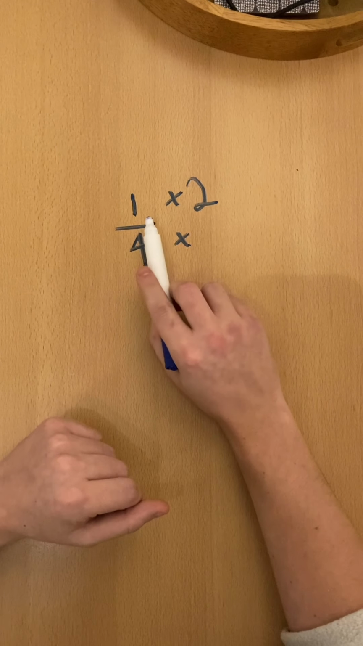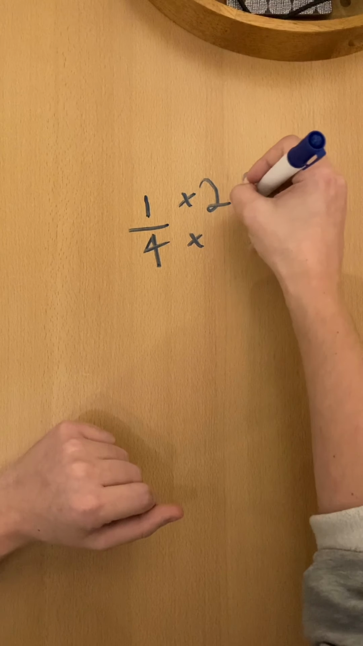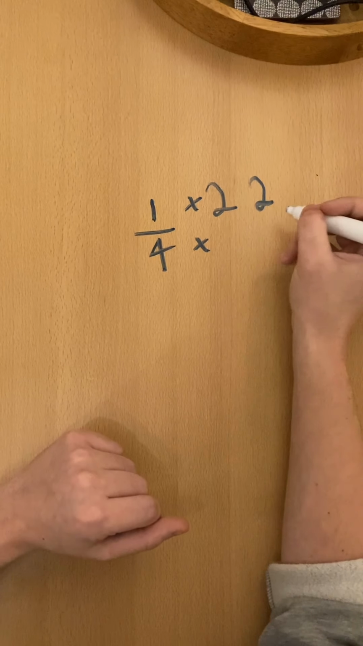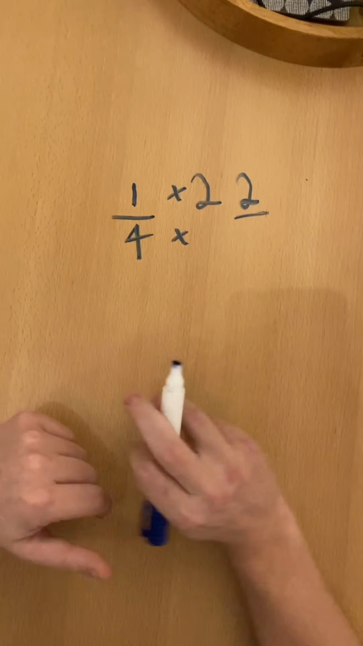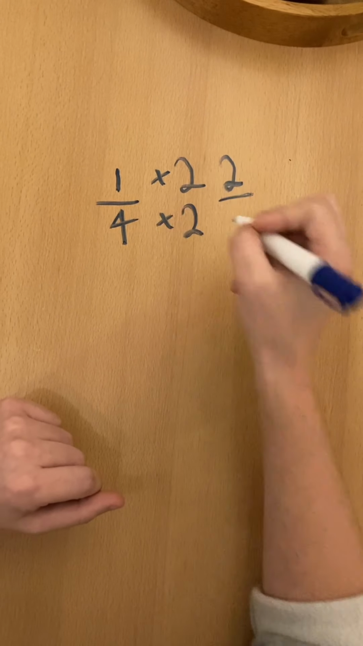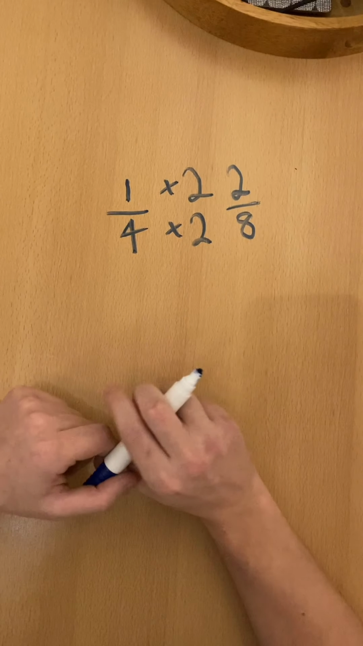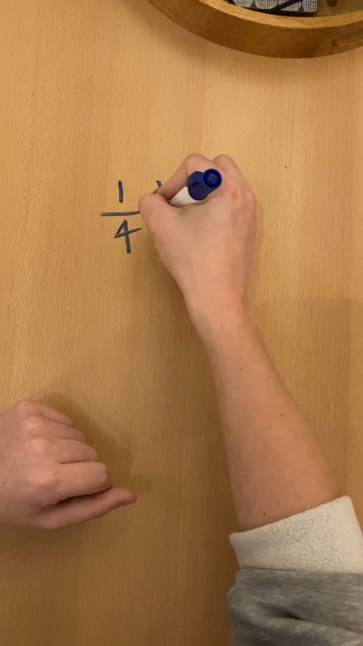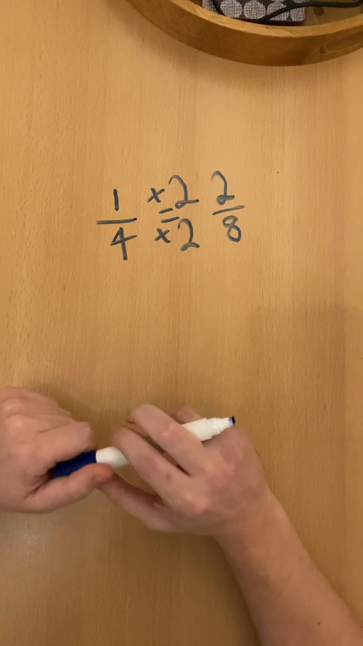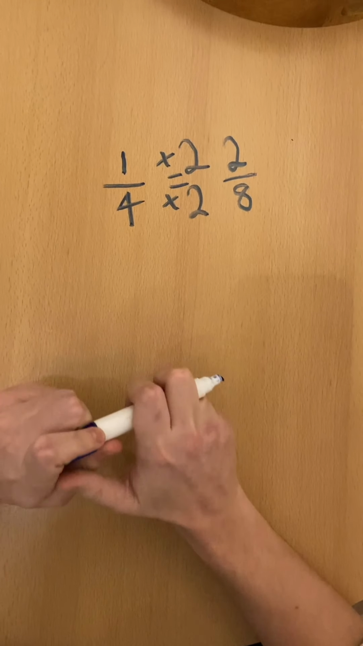So in this case, 1 times 2 is 2. So my new numerator is going to be the number 2. Whatever I do to the top, I have to do to the bottom. So I'm going to times my 4 by 2 as well. So my new denominator is going to be 8. Therefore, 1/4 is equal to 2/8. That means that these are equivalent fractions.